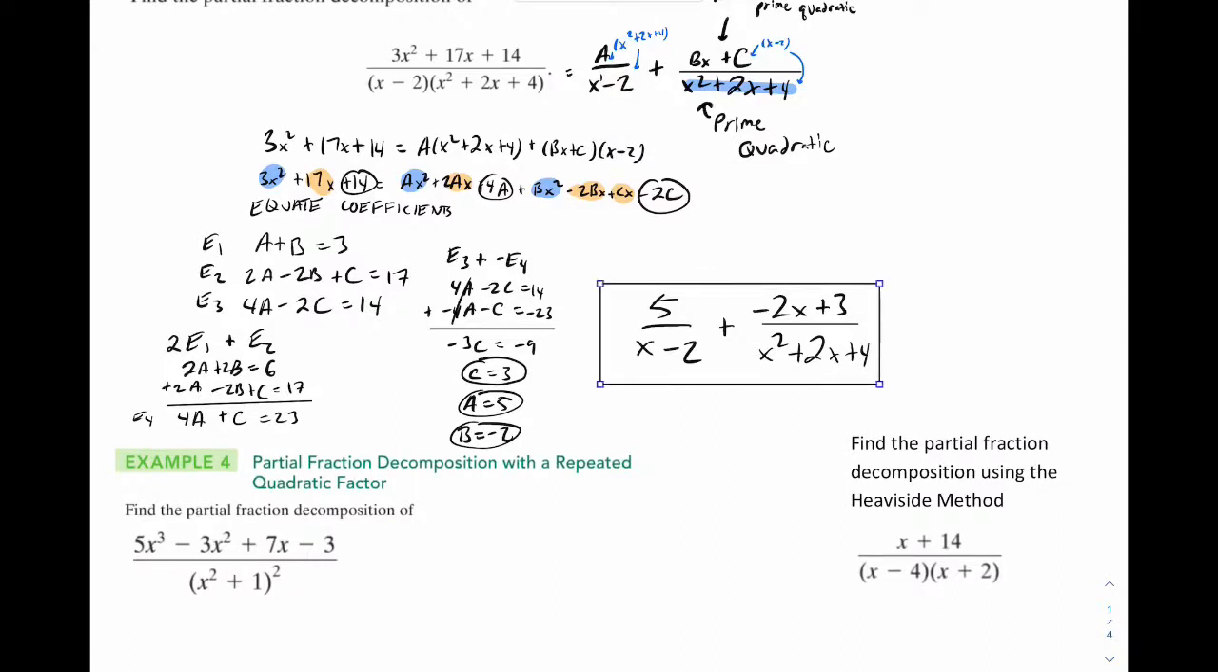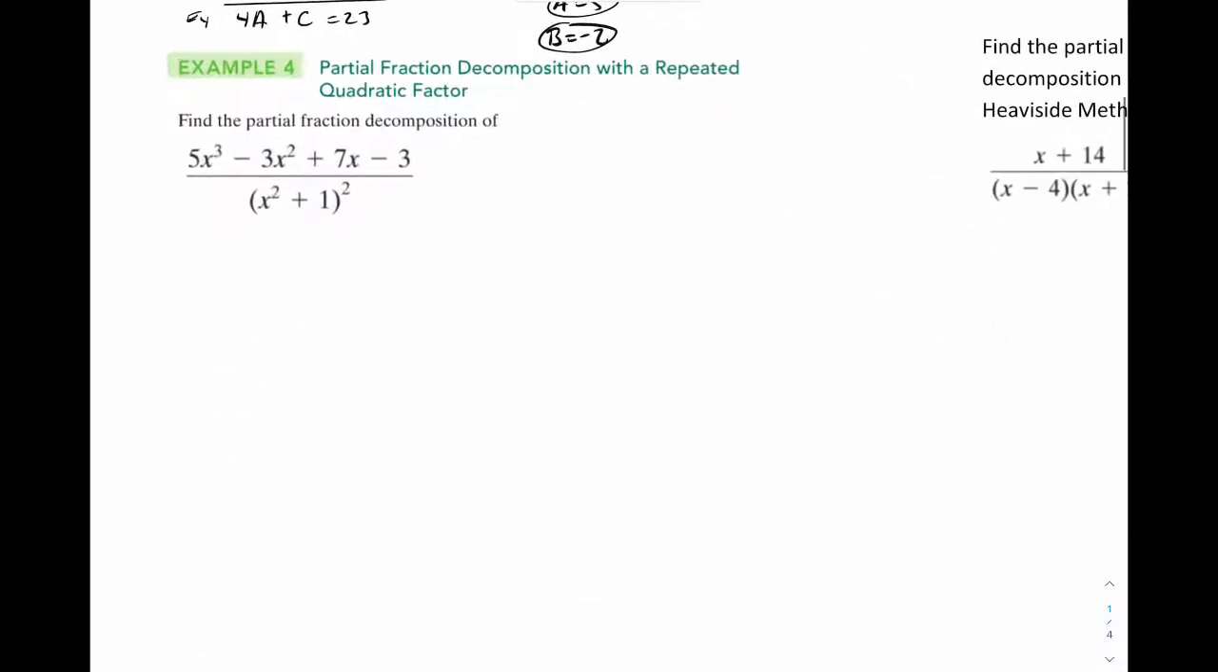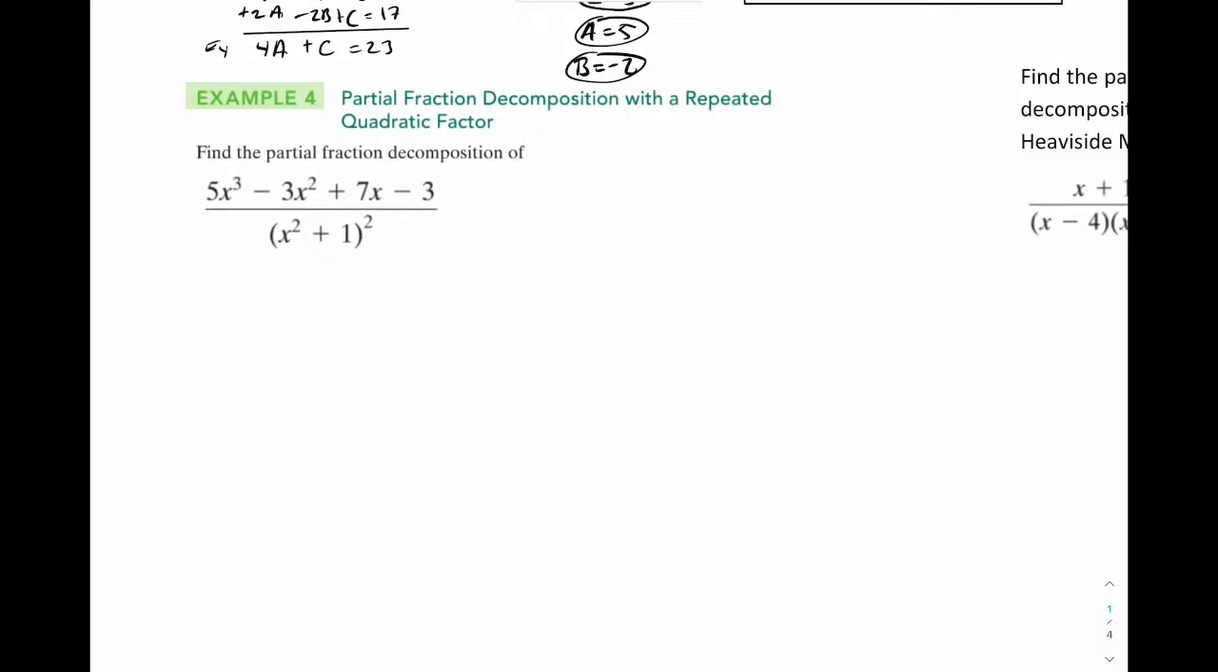And there's our answer. Now let's try a little harder one. Notice how it says find the partial fraction decomposition, and highlight this, a repeated quadratic factor. Which means the bottom should be easy, right? That's x squared plus 1. And I know now to put ax plus b.